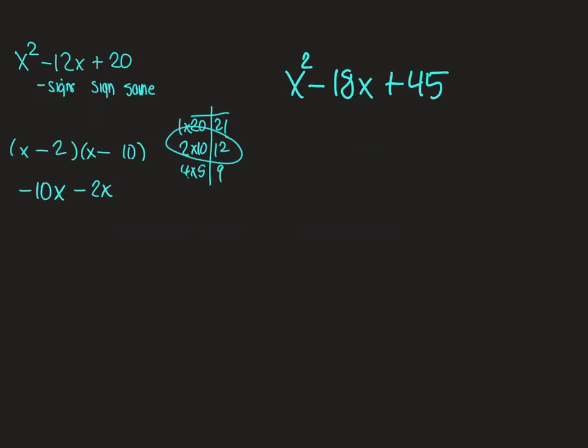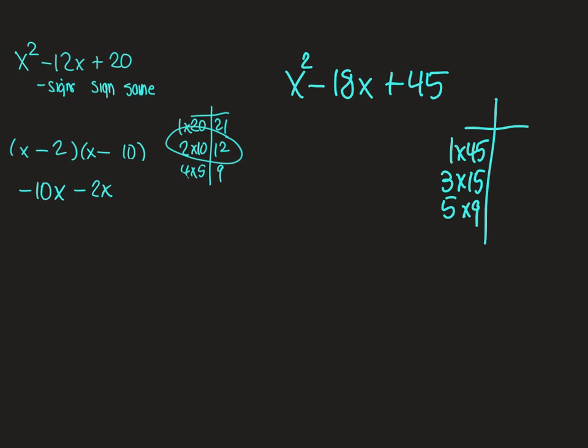Here's your next one. Signs are going to be the same. They're both going to be negative signs. We're still adding to get this middle term. Have you figured out what combo multiplies to get 45, but adds to get 18? There are 3 options. 1 times 45, 3 times 15, and 5 times 9.